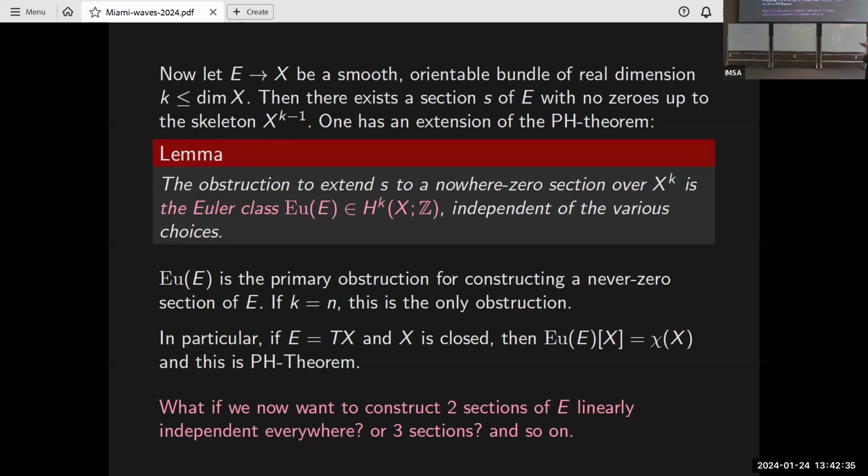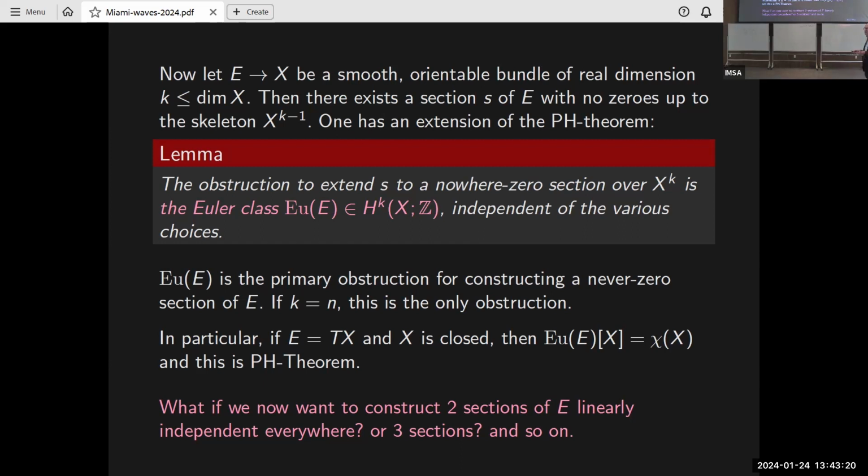Then look at this element. So the structure is set at two sections. One becomes the skeleton of this dimension. Your section is extended with no singularities. On the next dimension, the obstruction gives a cohomology class, which is independent of the choices made. In particular, that means that the Euler class is the primary obstruction for constructing a nonvanishing section. If the dimension of the fiber is the dimension of the base, this is the only obstruction. And in the particular case where the bundle is the tangent bundle, this is just the classical Euler class.